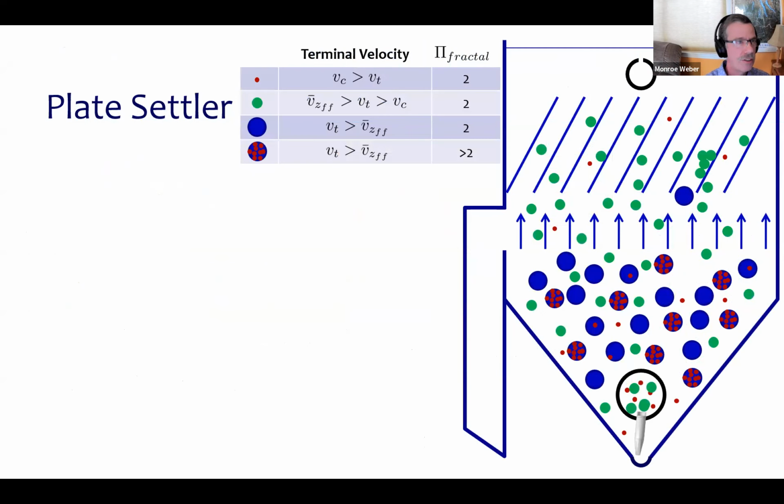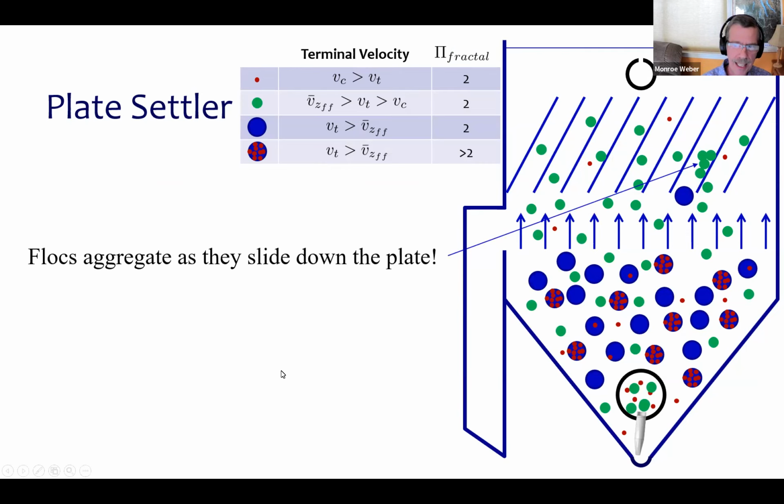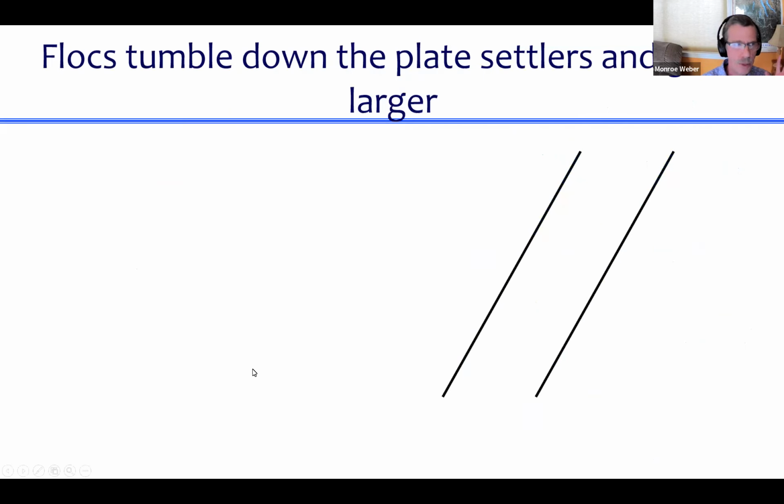So I wanted to show the image of what's happening inside the plate settlers. Remember, inside the plate settlers, we have this aggregation of particles. The flocks aggregate as they slide down the plate. So this is what that looks like, an animation of that piece in more detail. Granted, I'm making this up, you know that, right? I've never seen this. I'm imagining that this is what's happening. Okay, I just wanted to clarify.